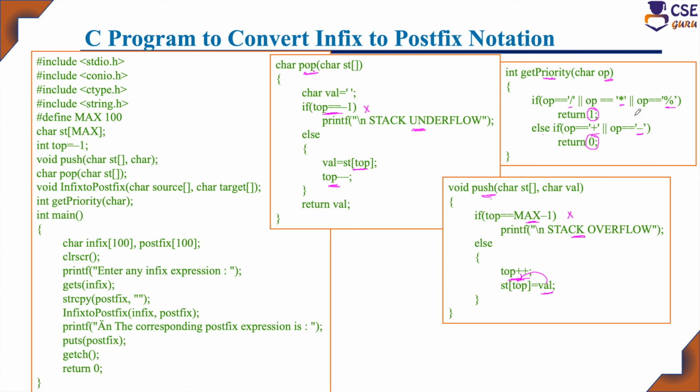So most probably here we are going to implement the arithmetic operators only. Among the arithmetic operators, addition and subtraction have lower precedence, and multiplication, division and modulus have higher precedence. So for this implementation, you need to get the priority. If the operator is multiplication, division or modulus, it will return the higher priority value 1. If it is addition or subtraction, it will return the lower priority value 0. So this is all about how to implement a C program to convert infix to postfix expression.